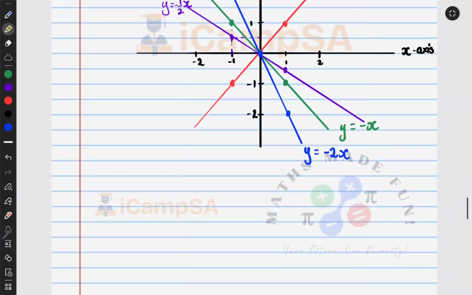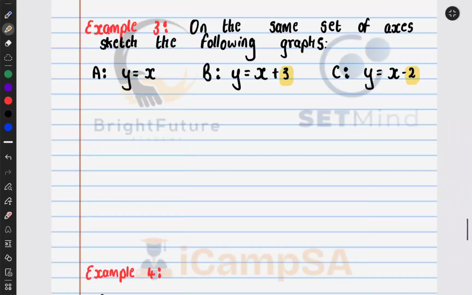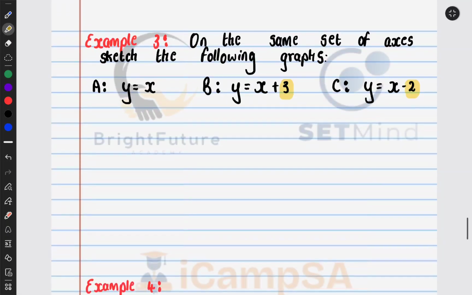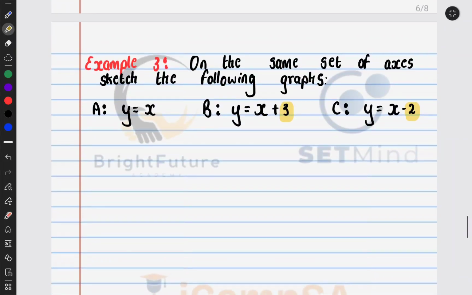Let's go ahead and show that with an example. So here we just have three functions on the same set of x's. Sketch the following graphs. Okay, so for now let's quickly just use the table method. For x values we'll pick negative 1. These are our input values, negative 1, 0 and 1.